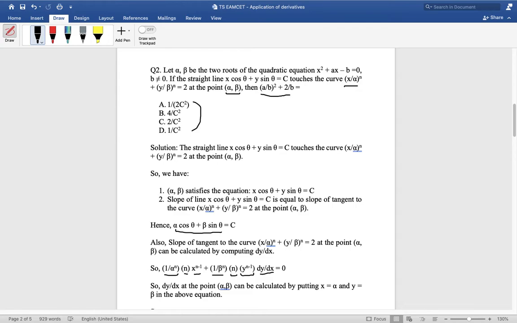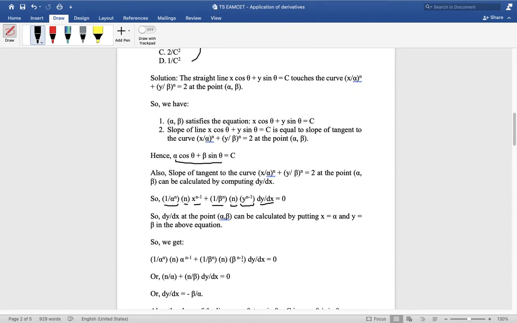What will I get? Alpha raised to the power n minus 1 into n divided by alpha raised to the power n. Similarly over here, n by beta raised to the power n into beta raised to the power n minus 1 into dy by dx. Alpha raised to the power n minus 1 will get cancelled, and you will get only alpha here, and similarly only beta will remain here. So when you substitute it, you will get n by alpha plus n by beta into dy by dx is 0. n is also common, so you can cancel that out as well. So dy by dx is equal to minus beta by alpha.